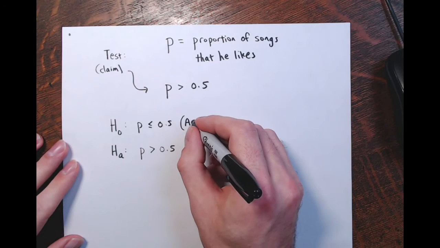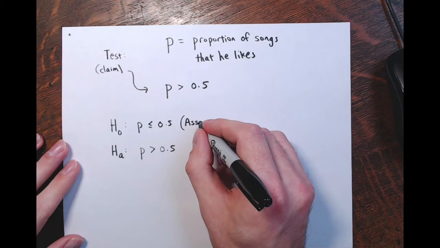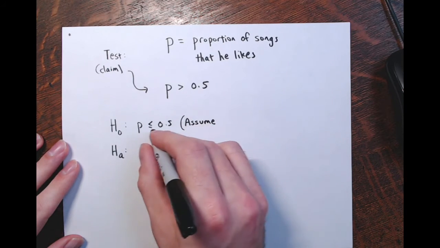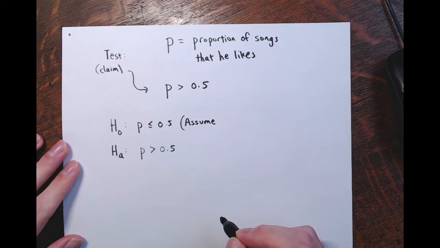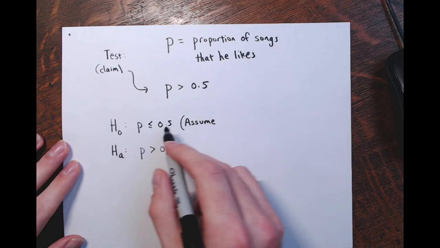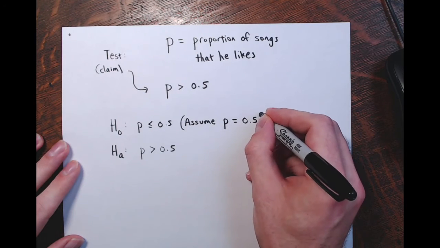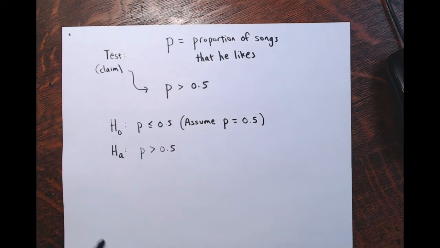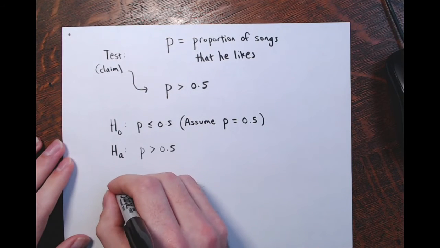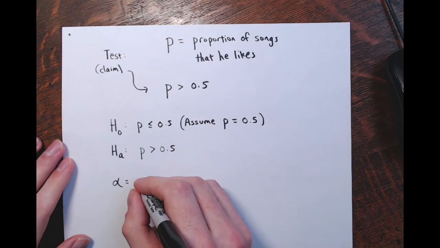But very often, as you're seeing in the Newton stuff, we just write down the equality part, the part that we're going to assume: that p equals 0.5. Assume that this algorithm is giving me songs that I like as often as it's giving me songs that I don't like, that the proportion is equal to 50%. And the significance level, they said, was 5%.